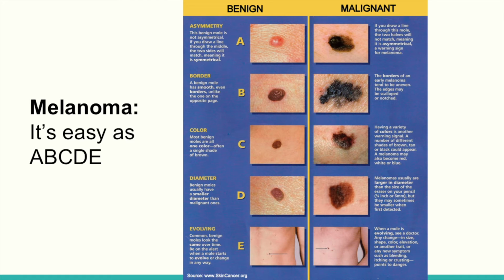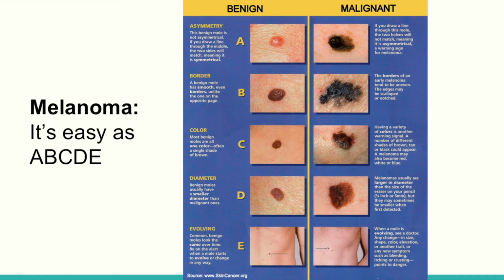So for diameter, D, you'll notice that benign moles usually have a smaller diameter than malignant ones. This is going to be a little bit difficult to assess. Obviously, if they have a very large growth, you're probably going to say something to them. But usually, if we're talking about moles that are several millimeters, maybe 4 millimeters versus 6 millimeters, it's going to be really difficult to make the recommendation, or even to notice that this mole has increased in diameter.